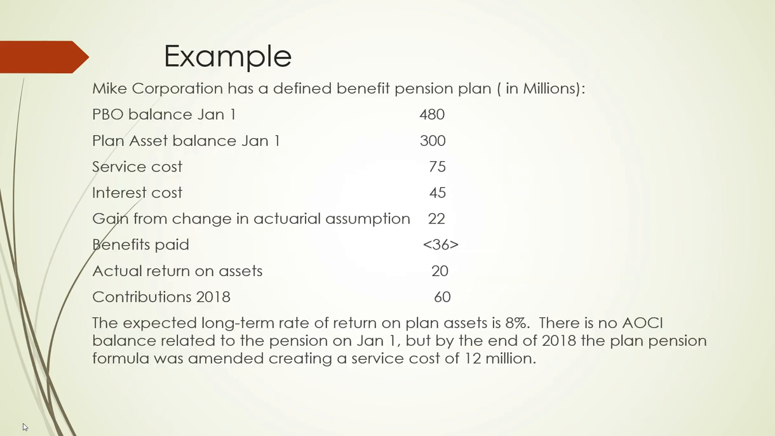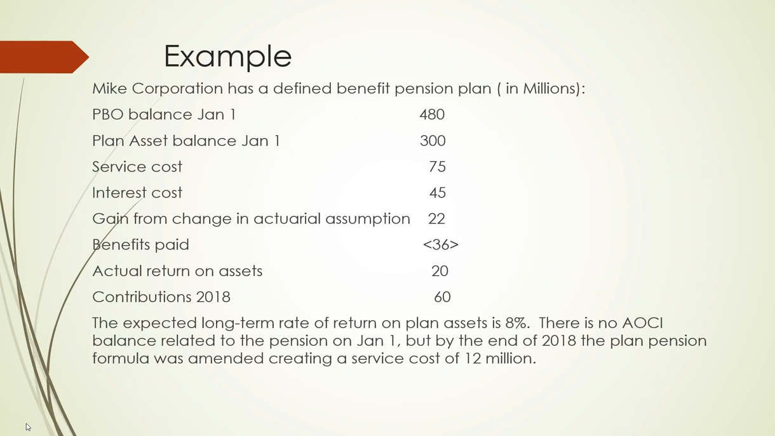All right, here we have an example. Mike Corporation has a defined benefit pension plan, in millions. We see our projected benefit obligation has a beginning balance of $480 million. We have plan assets of $300. We already know it's underfunded. Then they tell us the service cost, the interest cost, gain from changes in actuarial assumption, benefits paid, actual return on assets, and the contribution for 2018.